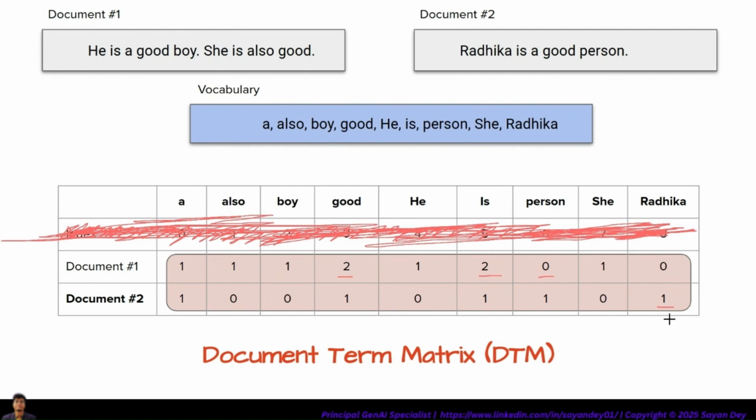So the word Radhika is present once. The word person has come one time. And the word good has come one time. Because the word good here is present once, rest are zero.